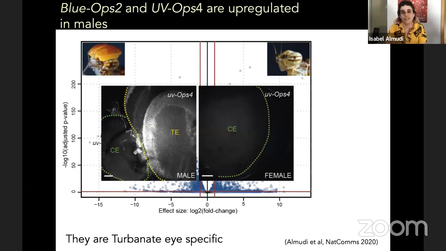So what is the function of this? Why these specific opsins and why in the turbanate eye? We don't know yet. This is something that we are currently working on, and our hypothesis now is that these opsins are used by the males to detect the females in the swarm, because mayflies mate while flying in swarms, so the males have to be able to detect the females.